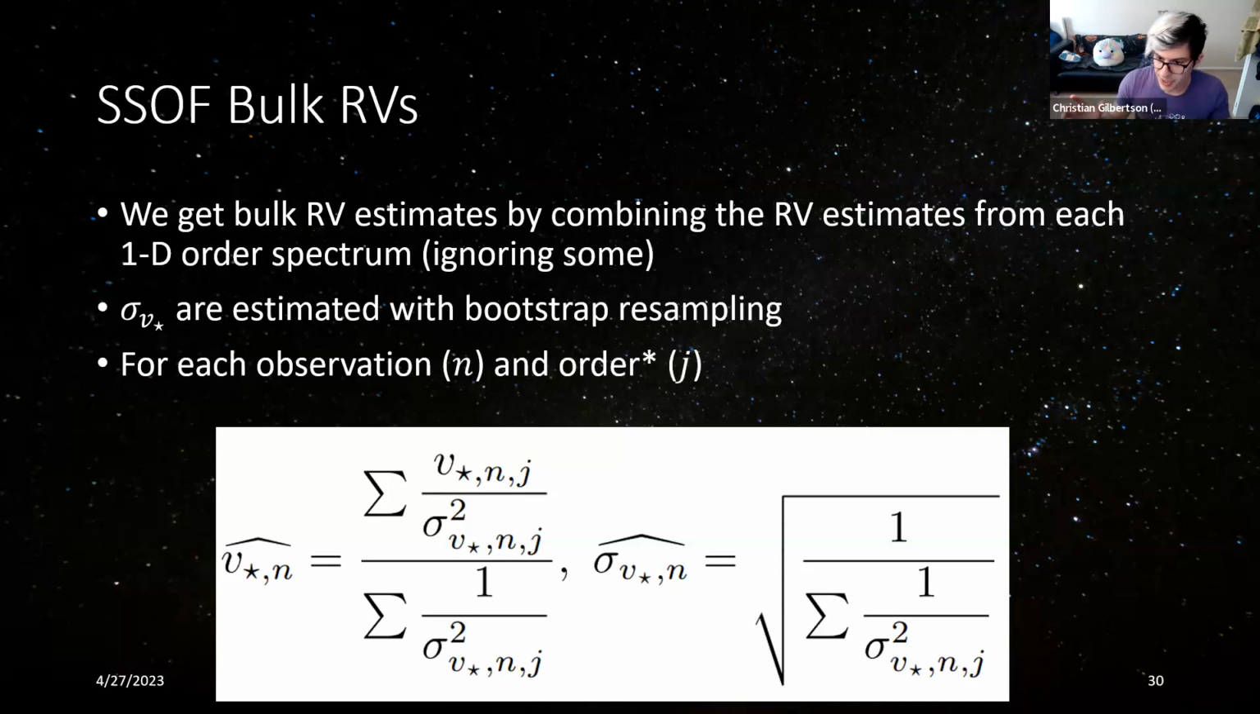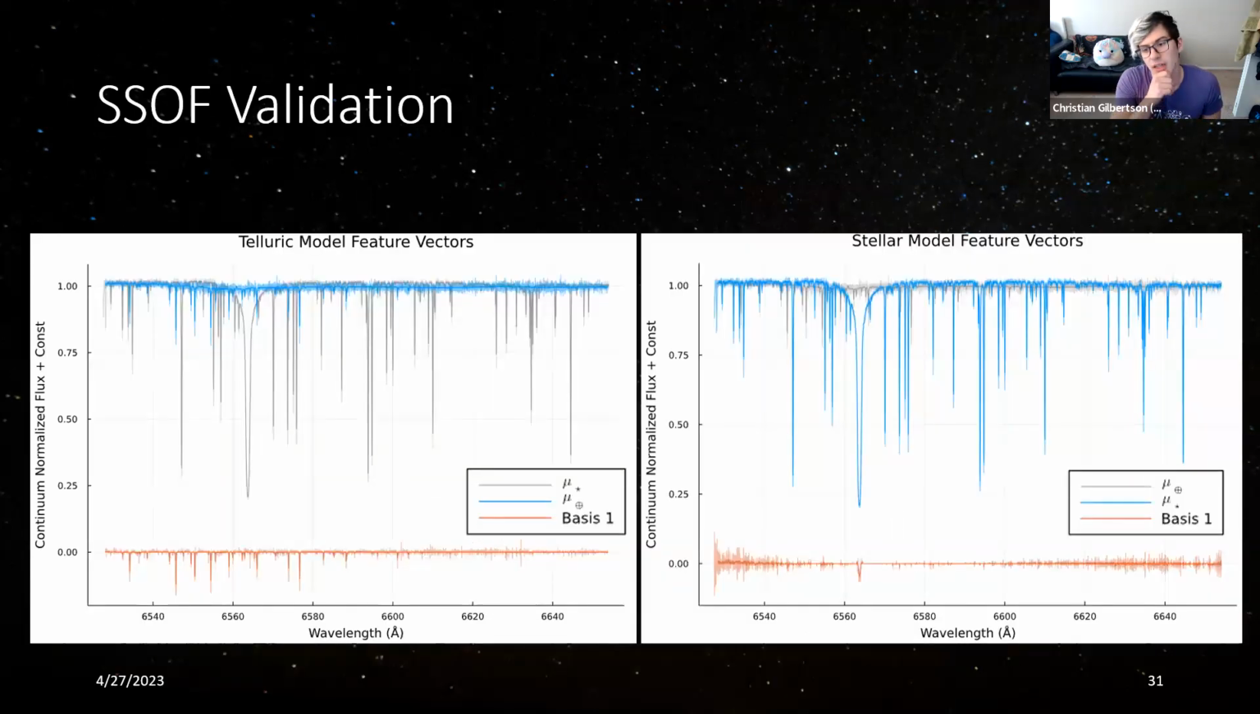We also get bulk RV estimates by combining the RV estimates from each individual one-dimensional order spectrum, ignoring some orders that have RVs with disproportionately high scatter or uncertainties. And if each order model's RV measurements are independently normal distributed estimates of the same RV, then the maximum likelihood estimator of the RV is their weighted mean. That's not always true, but it's a good approximation.